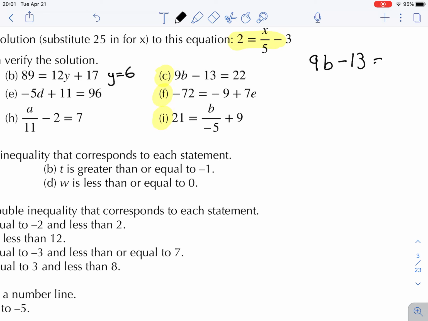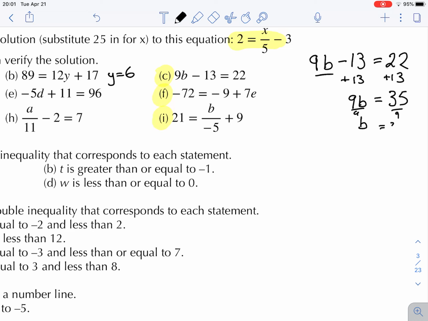Letter C, I'm going to do letter C for you. 9b minus 13 equals 22. I want to isolate my 9b because I want to isolate my variable. So I'm going to add 13 to both sides. I'm going to get 9b is equal to 35. Yep, that's what I get.